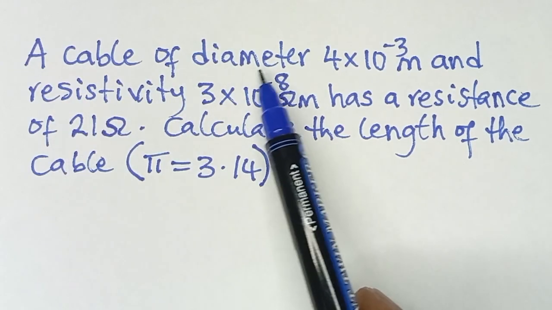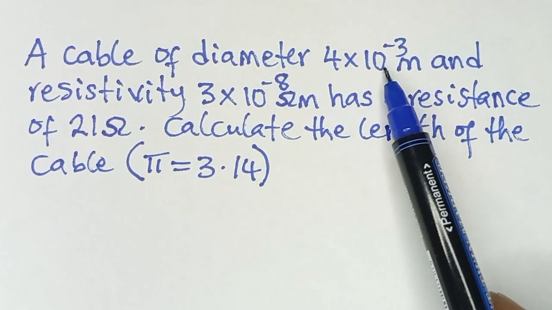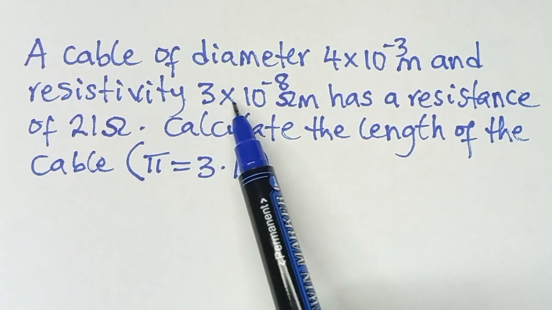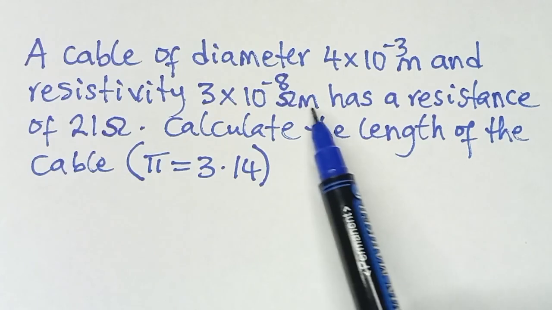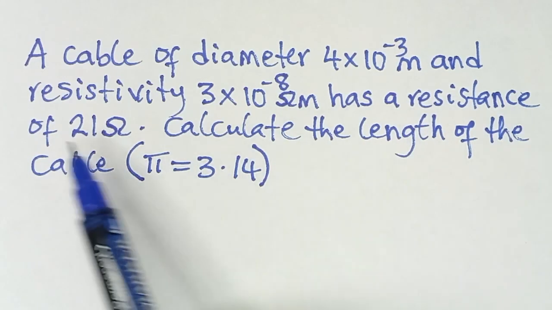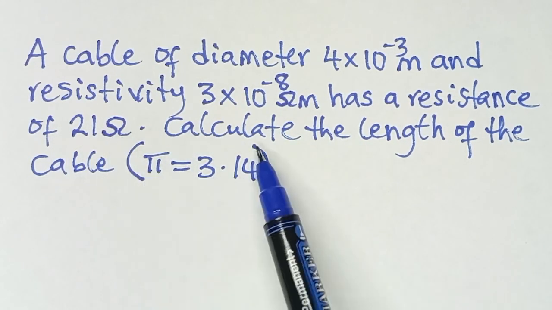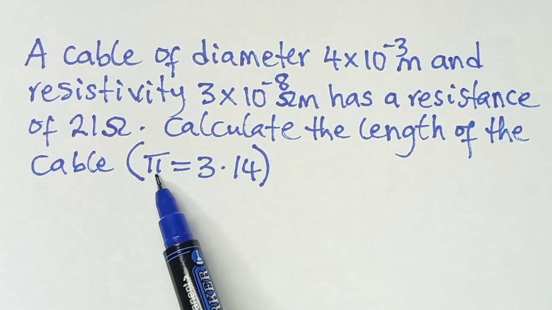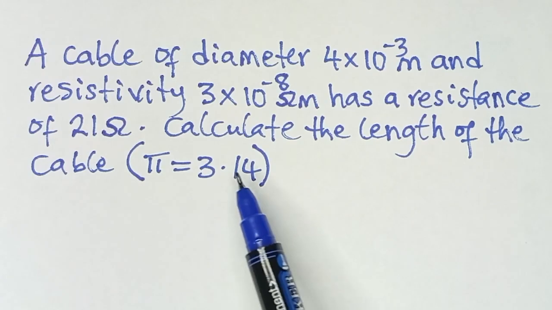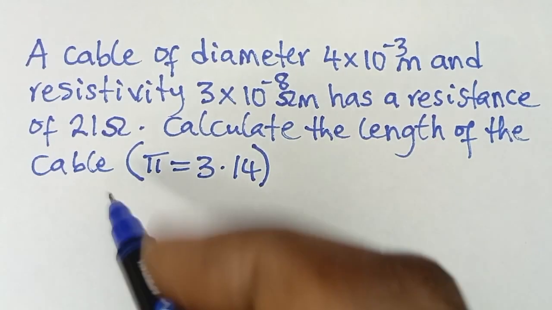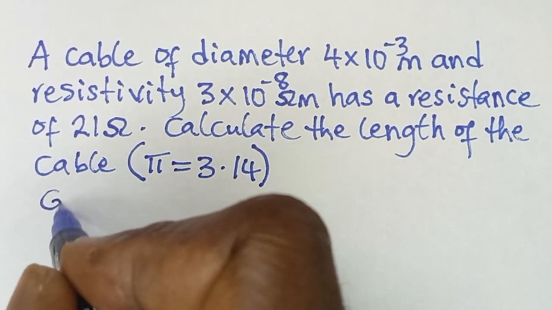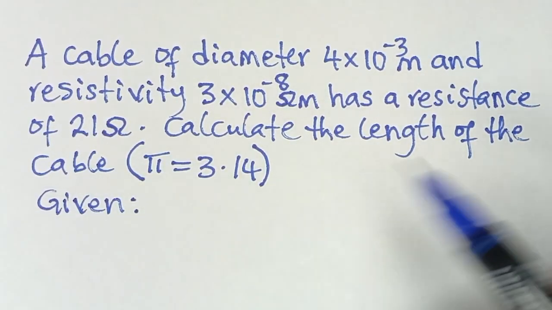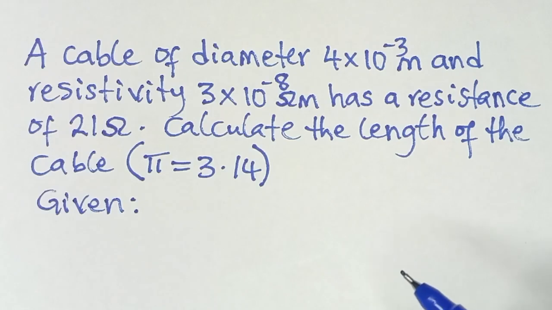A cable of diameter 4 times 10 raised to the power minus 3 meter and resistivity 3 times 10 raised to the power minus 8 ohm meter has a resistance of 21 ohm. Calculate the length of the cable, and we are given the value of pi as 3.14. Now, let's start with the given parameters, what we are given in the question. This helps us to see how we can connect the formula that we need to apply.